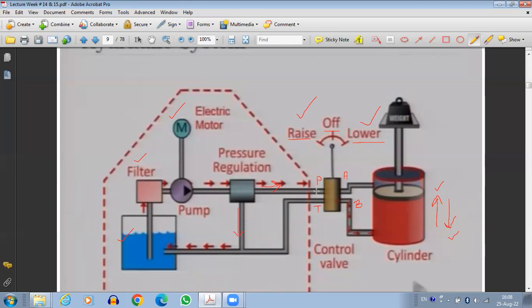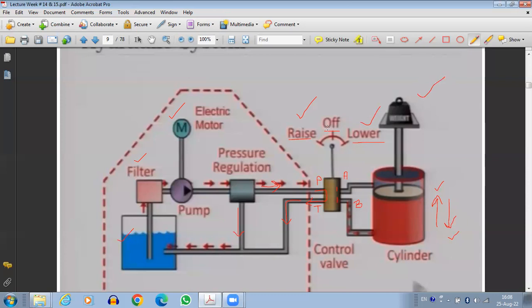In that case, we connect the pressure port with the exhaust, or you can say with the return port, in such a way that port A and port B are both blocked. When port A and port B are both blocked, neither can more fluid enter the upper portion, nor can any fluid be removed from the lower portion, or vice versa. So in this way, neither is the piston going to move down nor move up, and it's going to stay at the same location.